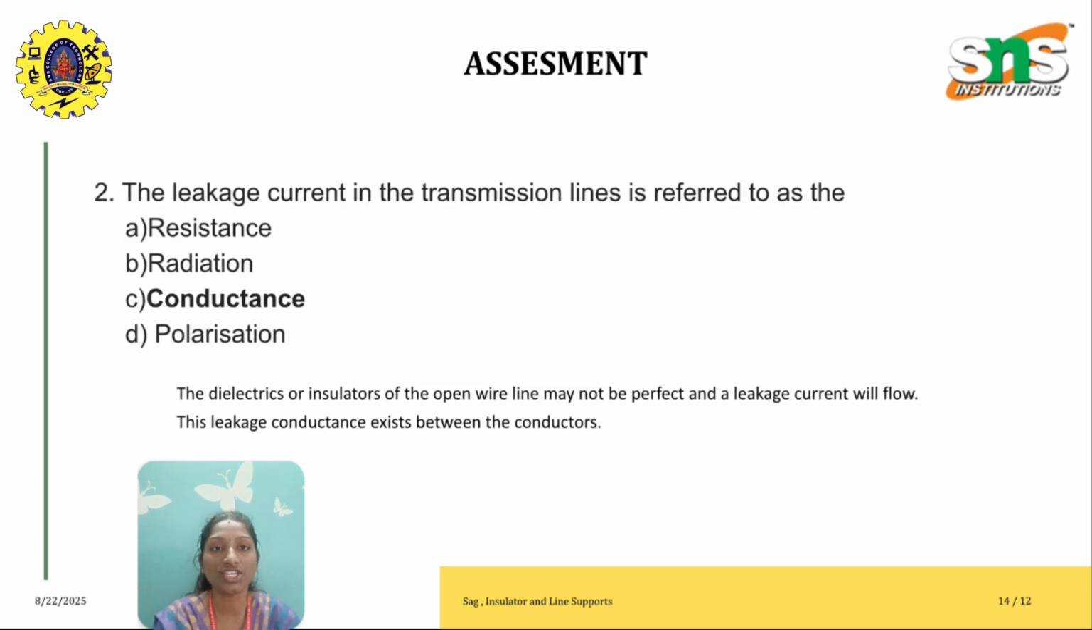The leakage current in the transmission lines is referred to as the conductance. The dielectrics or the insulators of the open wire line may not be perfect, and a leakage current will flow. That leakage current exists between the conductors.